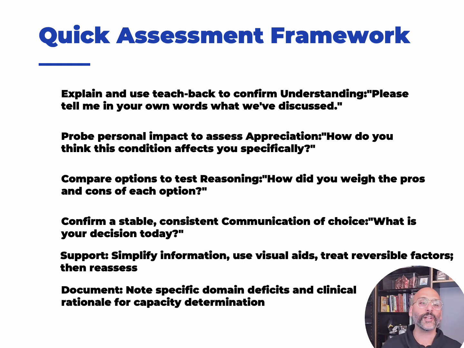So here's the shortcut you can use. Teach back for understanding, tell me in your own words. Personal impact for appreciation, how does this affect you? And then compare the options for reasoning. How did you weigh the choices? And confirm the choice for communication. What's your decision today? If any domain is impaired, treat the reversible cause, simplify the information, and reassess. But all 4 domains must be met in order to have decisional capacity in that specific instance.